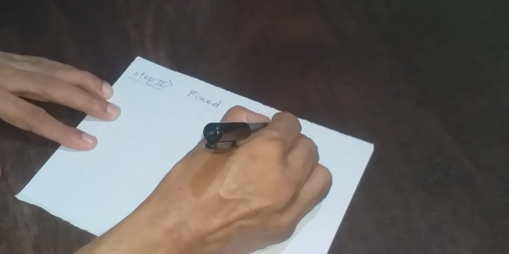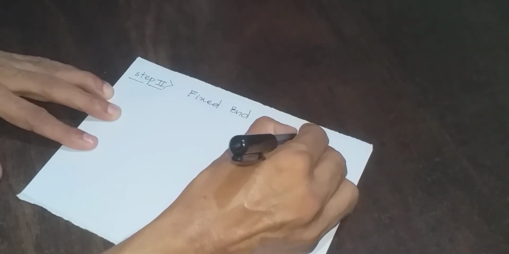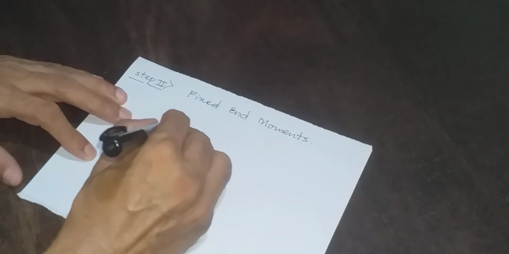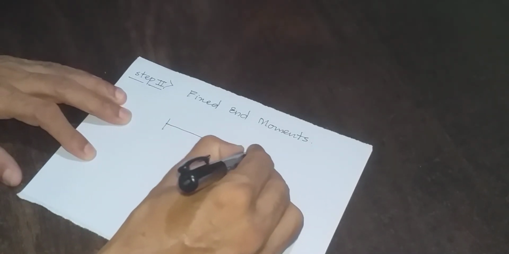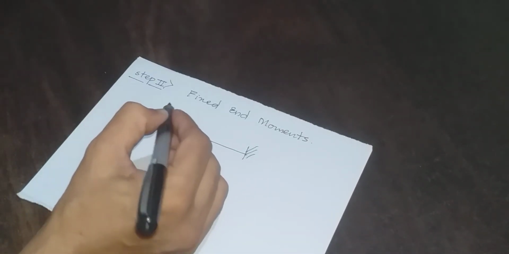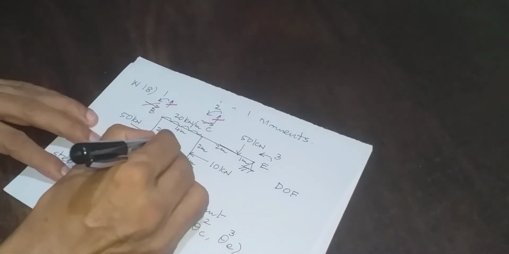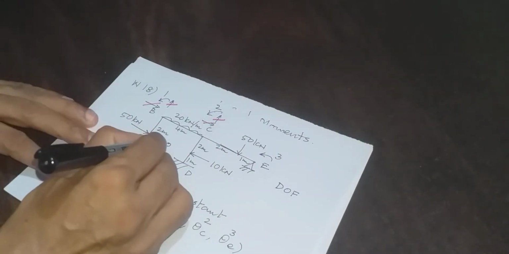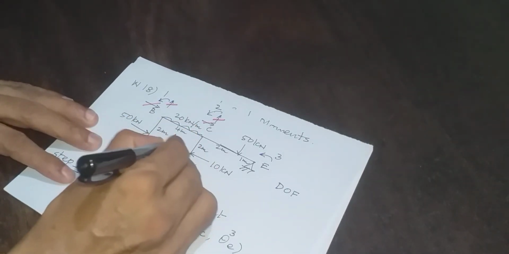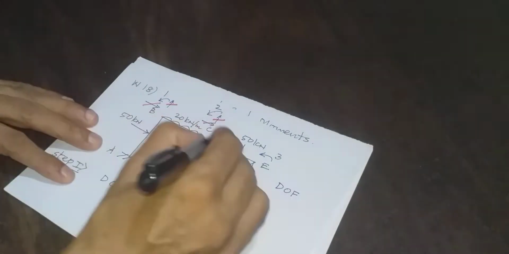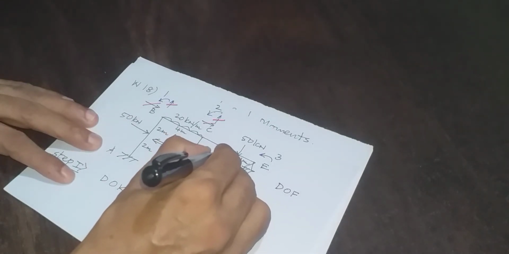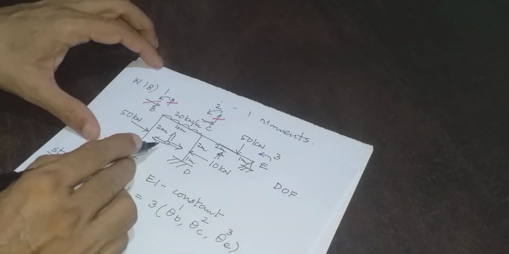Now I am drawing the fixed end moment. I am looking at the frame from inside. Again I am showing this. The observer is inside the frame. This is the observer. It will look at the frame from this side. Okay, so the observer is inside the frame.